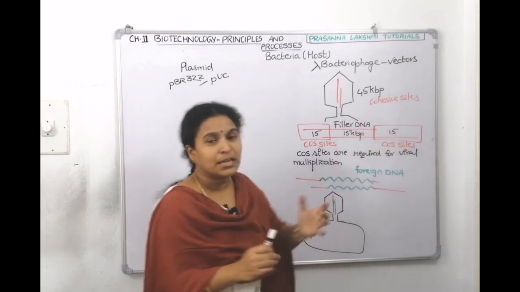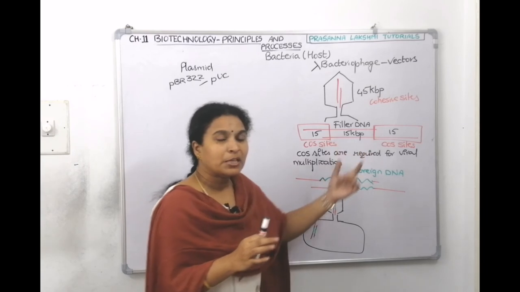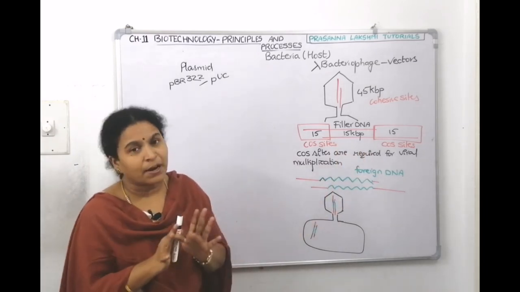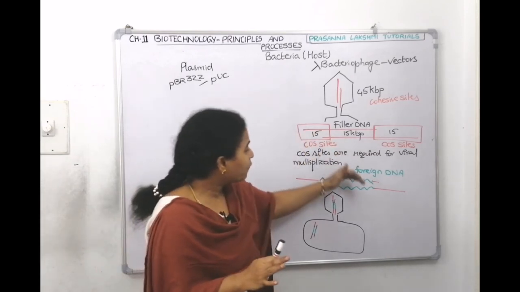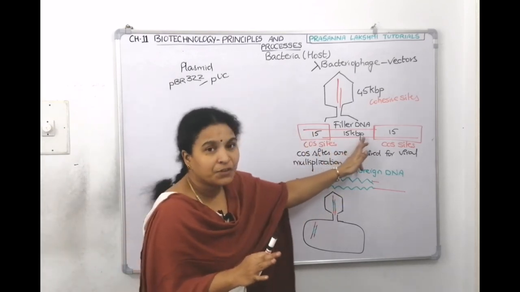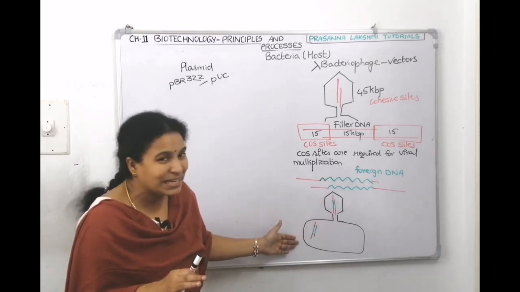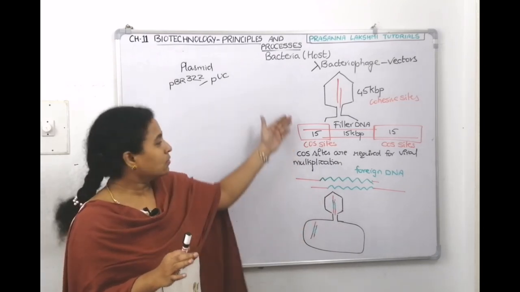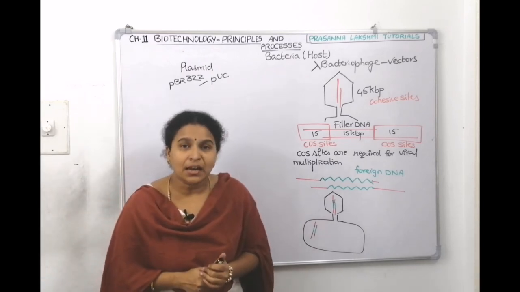Cos sites, cohesive sites, are required for viral replication. The center 15 kilobase pairs is filler DNA, not required for viral replication. Remove the filler DNA. In that place, keep your foreign DNA, which is 15 kilobase pairs. Send it back into the virus. Virus will easily give it to the host. So, this is the technique. With this, we finished bacterial vectors.